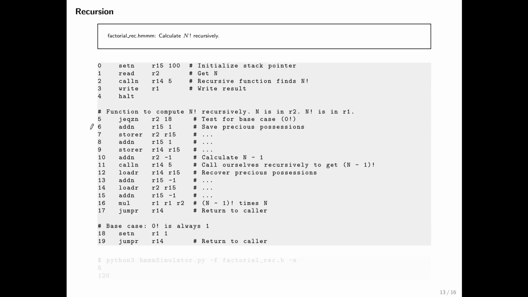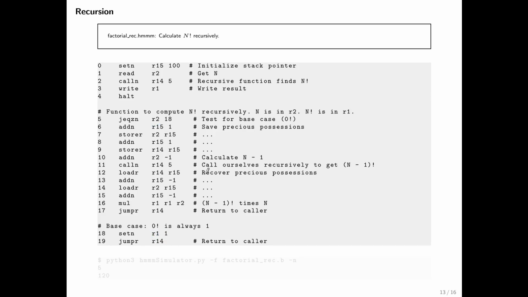Okay, the first thing that we do here is check if n is 0 or not, because n is stored in R2. If it is 0, we jump to 18. That's basically the base case of the factorial function. So if n is 0, we jump here, and here we simply set the output register R1 to be 1, because 0 factorial is 1, and we simply return to the caller by saying jump R14.